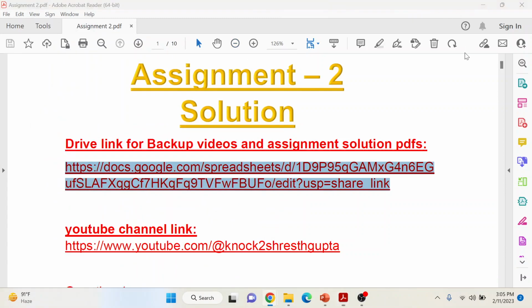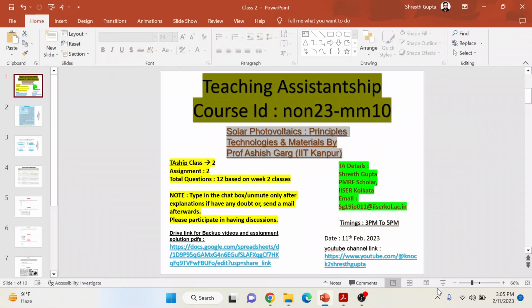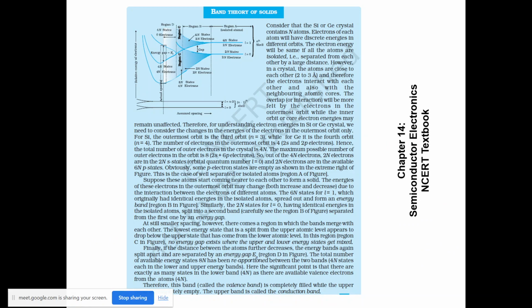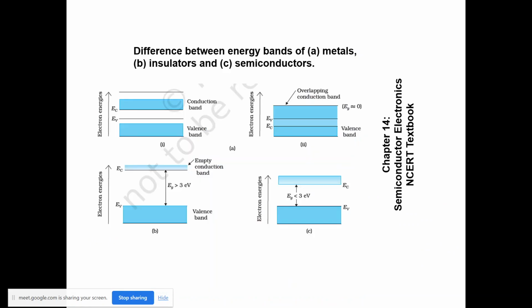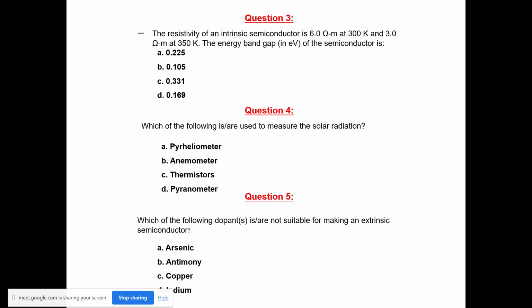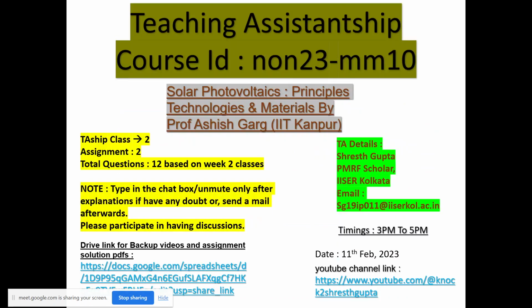So basically what I will be doing, I am first going to give you a little initial information, a recap of the band theory of solids, the differences in metals, insulators, and semiconductors on the basis of their bands, and the difference between intrinsic and extrinsic semiconductors. And then we have around 12 questions today, which we will discuss on the basis of week 2 classes.